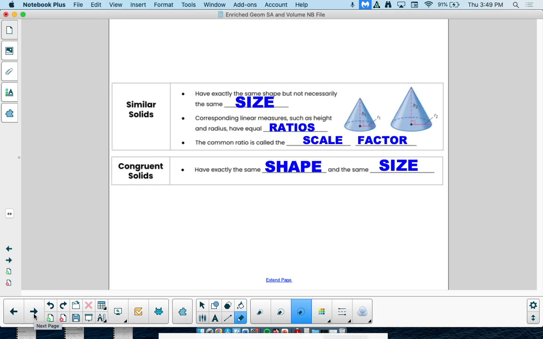So let's just get some words down here. Similar solids have the exact same shape, but not necessarily the same size. Their linear measures, such as height or radii, have equal ratios. And remember that ratio that we enlarge it or shrink it by is called the scale factor. All of this information isn't new. That's stuff we had learned at the end of last chapter. A congruent solid is the exact same shape and the same size.